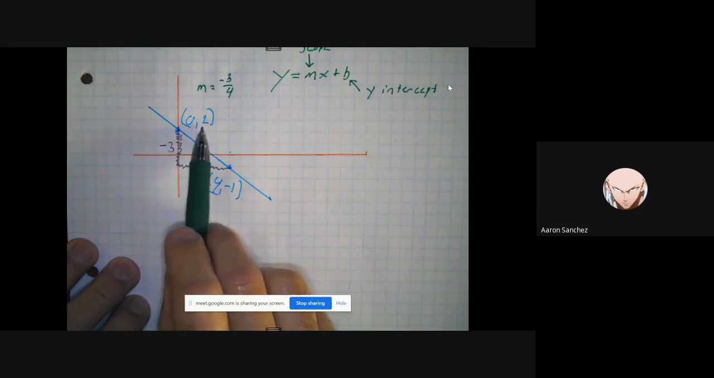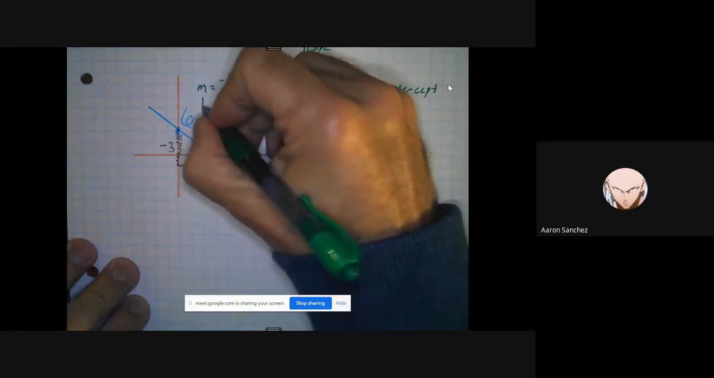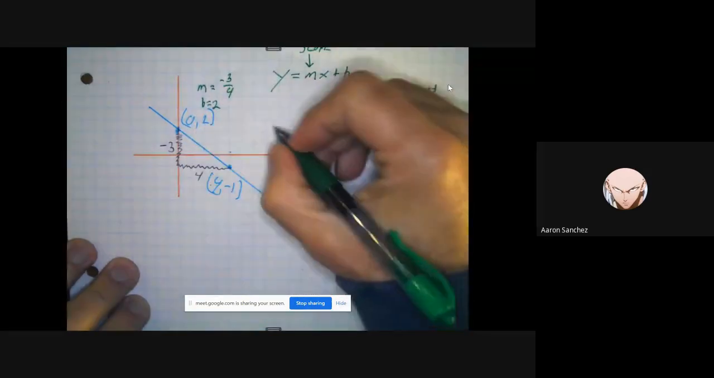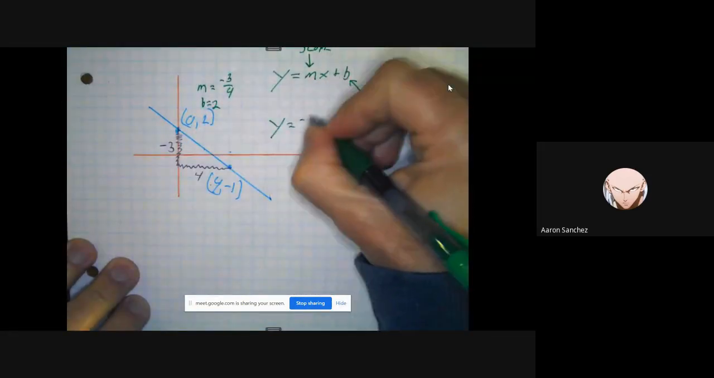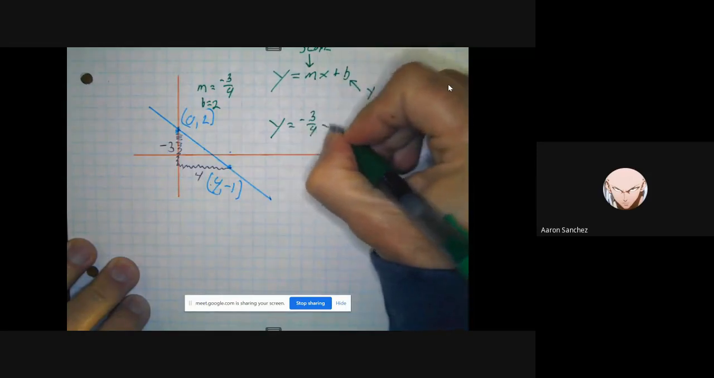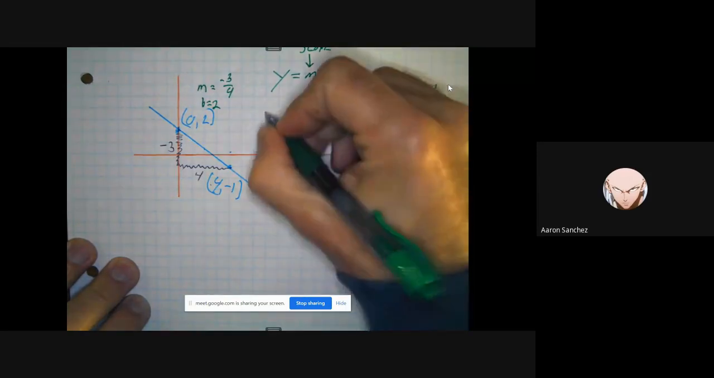And my y-intercept is where it crosses right here at 2. 1, 2. See, it's at 2. Where this is 0. Y-intercept is at 2. We'll write that as b. So our equation is y equals -3/4 x plus 2.